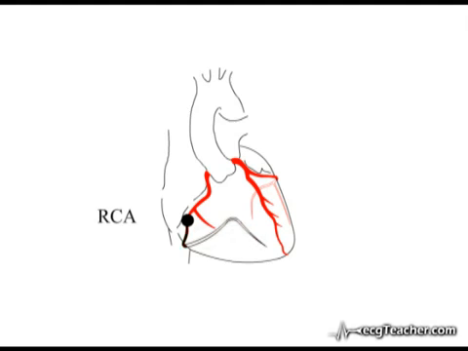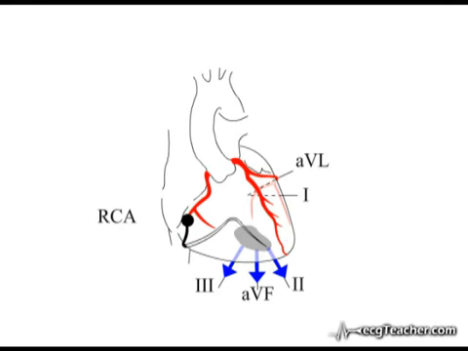Blockage of the RCA distal to the origin of the marginal branch infarcts the inferior surface of the heart. This inferior surface is examined by leads 2, 3 and AVF. In inferior infarction, the injury current, represented here by the blue arrows, therefore produces ST elevation in these leads. Note also that the injury current is moving directly away from leads 1 and AVL. As we'll see shortly on the ECG, this can produce ST depression in these leads, so-called reciprocal change.